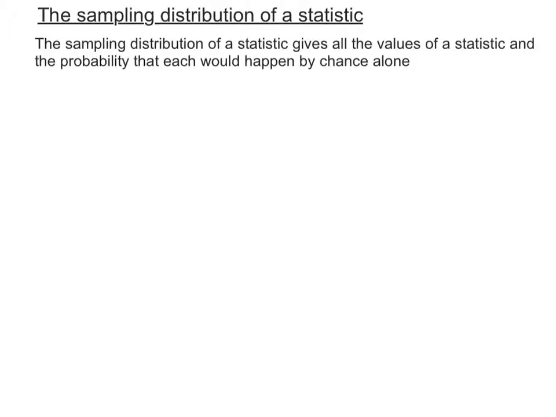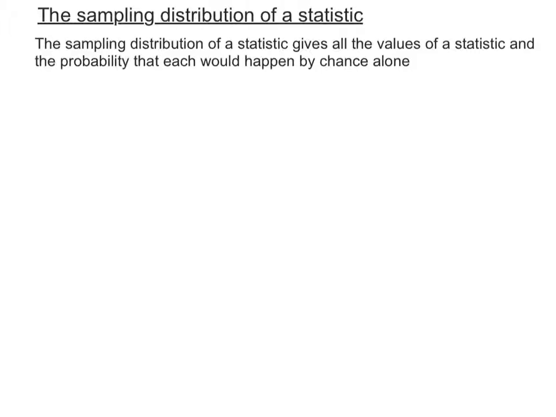In this video we're going to be looking at the sampling distribution of a statistic. The sampling distribution of a statistic gives all the values of a statistic and the probability that each would happen by chance alone.